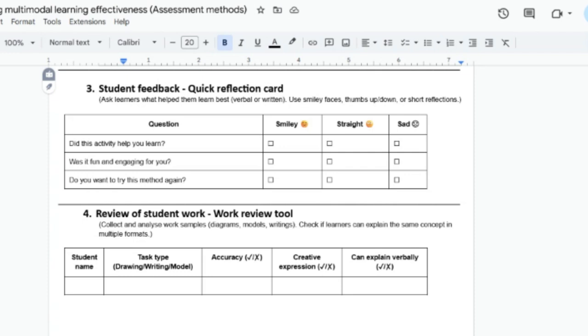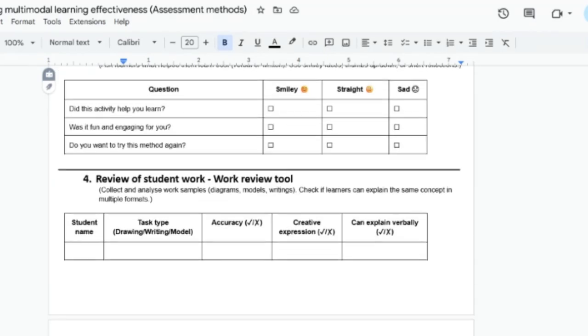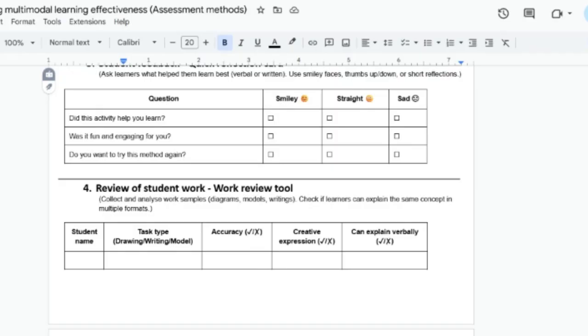Did this activity help you learn? Was it fun and engaging for you? Do you want to try this method again? Then you can give them options to tick: a smiley, or a straight face meaning they are okay with it, and a sad face meaning they didn't understand. Based on this, you can improvise your teaching methods.